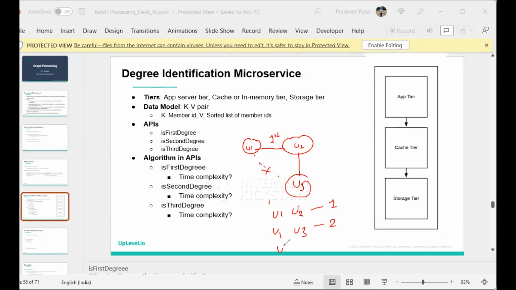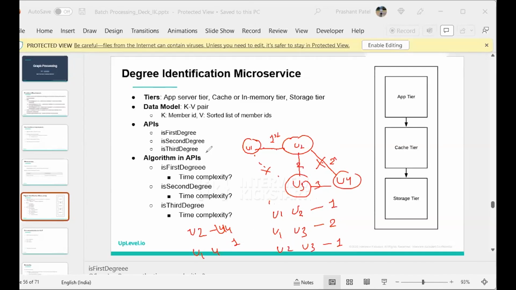U1 and U3 are second degree connections, U2 and U3 are first degree connections, and let's say we have U4 as well, and somehow this is also connected to U2. So U2 and U4 are first degree. U1 and U4, what do you say? It's second degree, the first degree link and then the second degree link. But if this link didn't exist, then it would have been first degree, second degree, and third degree. So then it would have been a third degree connection.